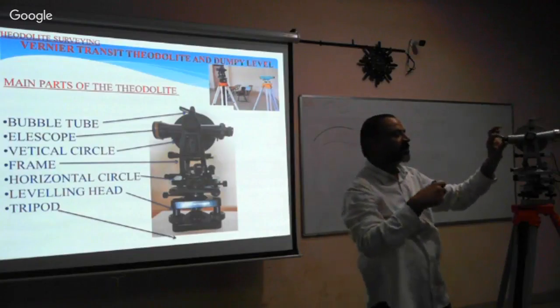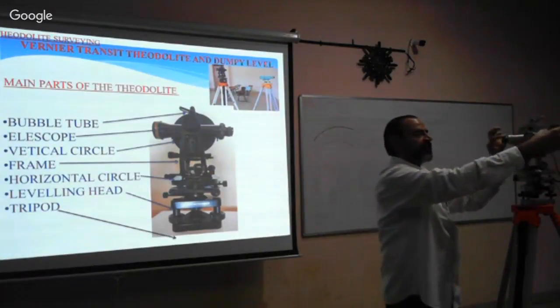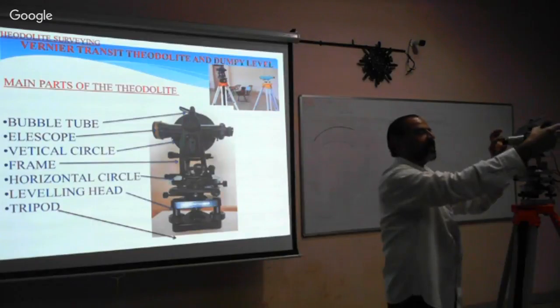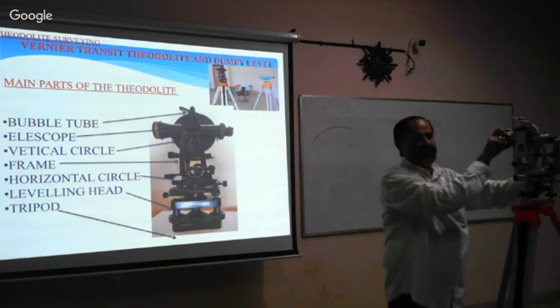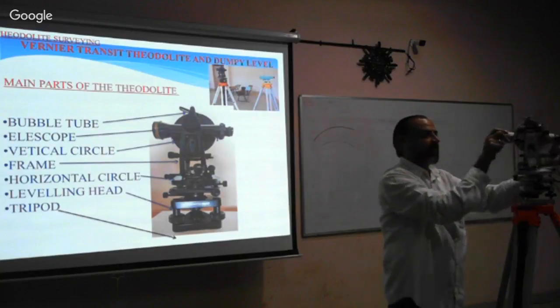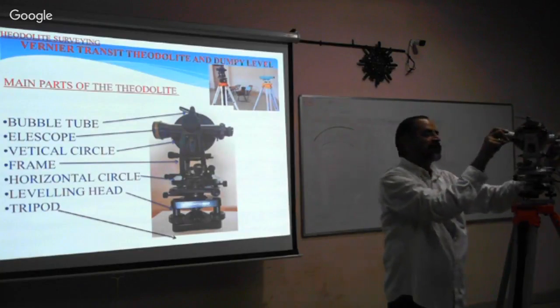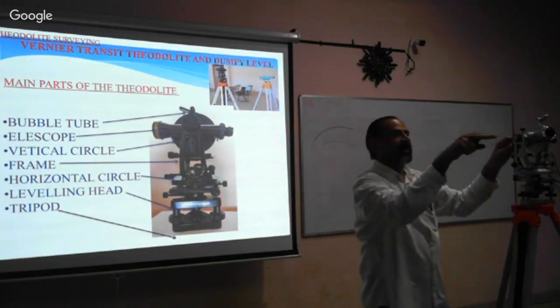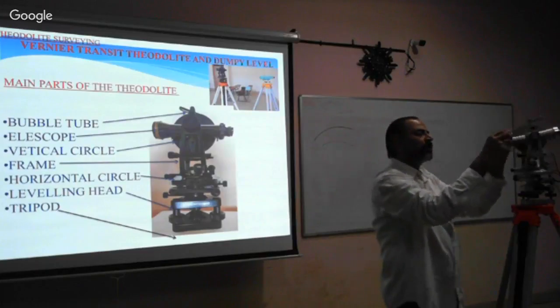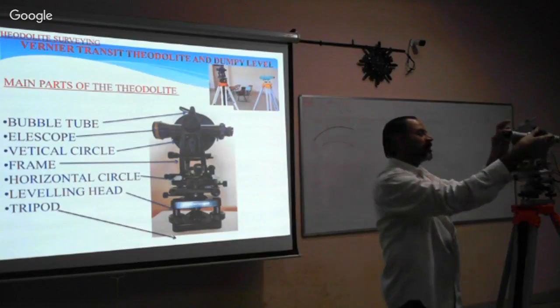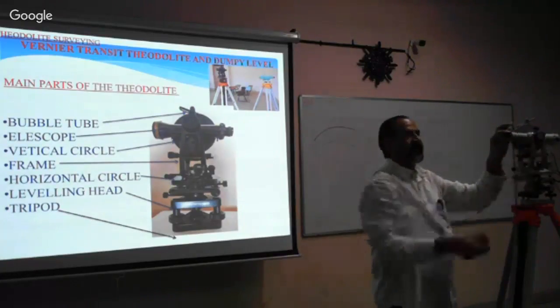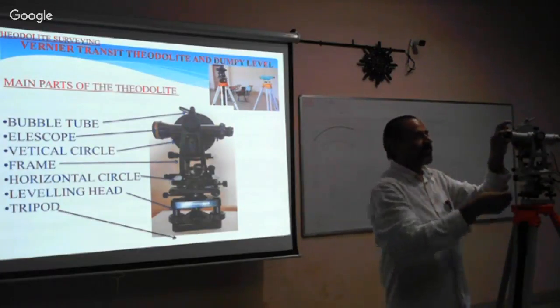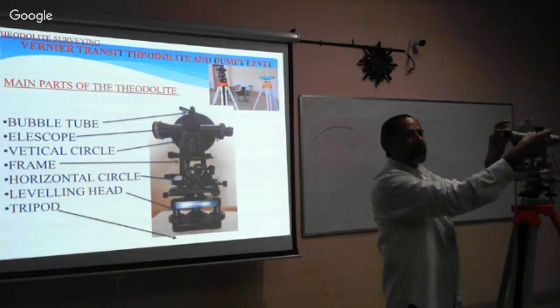Now this telescope consists of, number one, the object glass, and this is the eyepiece. In the eyepiece we have kept one diaphragm. It consists of crosshairs, and the telescope also has a focusing screw, so that we can bisect the object and get a clear view. We call this the focusing screw.